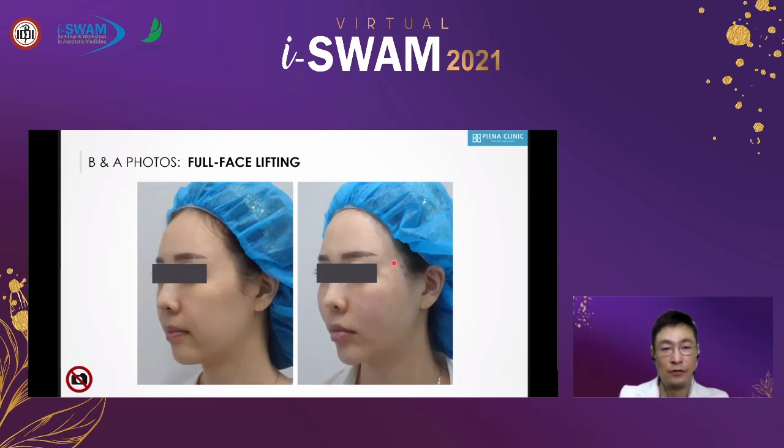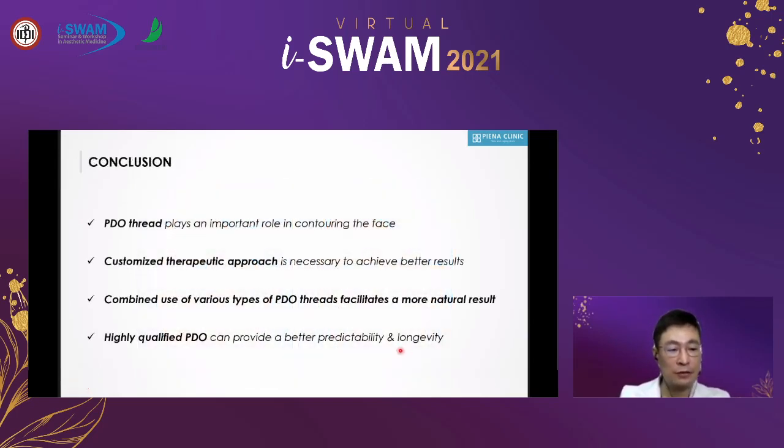So do not look at only a part of the treatment. You should see the whole face, because you should keep the balance even after a focal treatment. So this is my conclusion. PDO thread plays an important role in contouring the face, and a customized therapeutic approach is very important. Combined use of various types of PDO threads can facilitate more natural results. And use highly qualified PDO threads to provide better predictability and longevity.